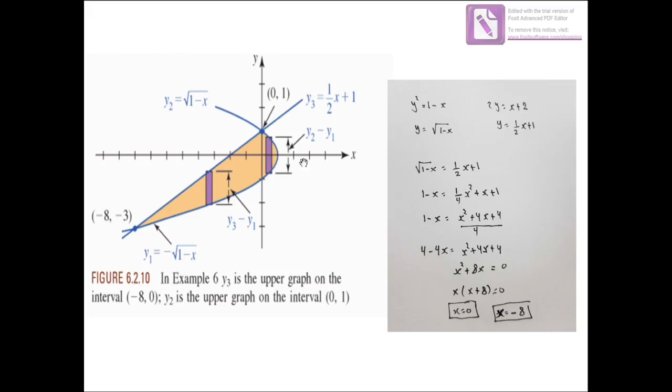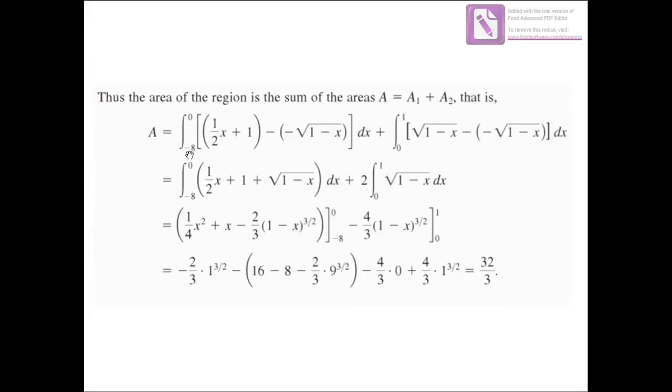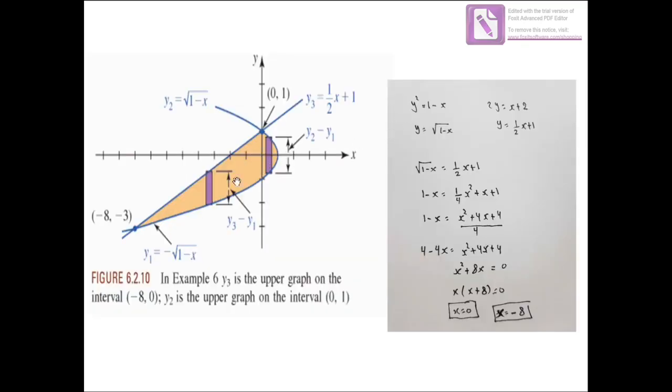So to evaluate the total area, we will divide this integration in two parts. From minus 8 to 0, we will take the upper one, half x plus 1, and the lower one, which is minus root 1 minus x. For the interval from 0 to 1, we will take the upper graph, root 1 minus x, and the lower graph, which is minus root 1 minus x. So the area will be area 1 plus area 2. This one is area 1, and this part is area 2.